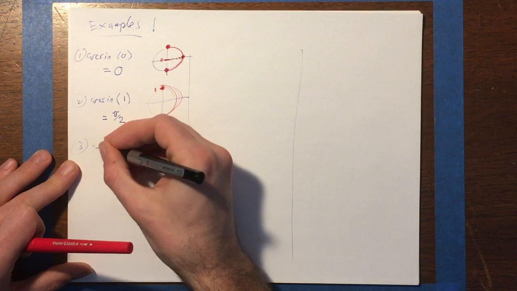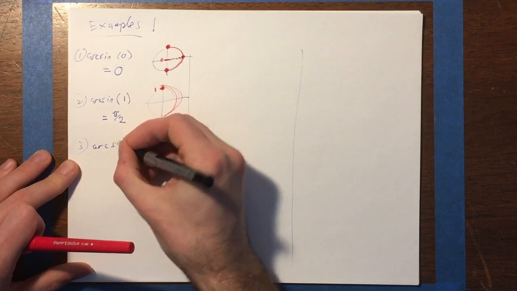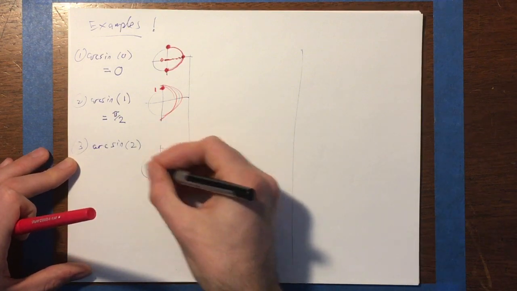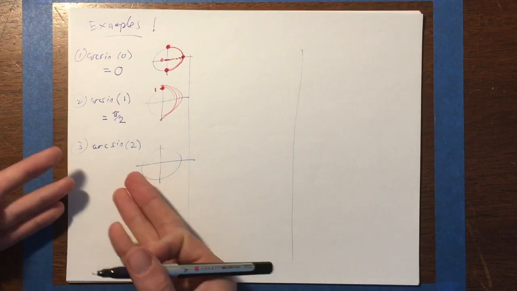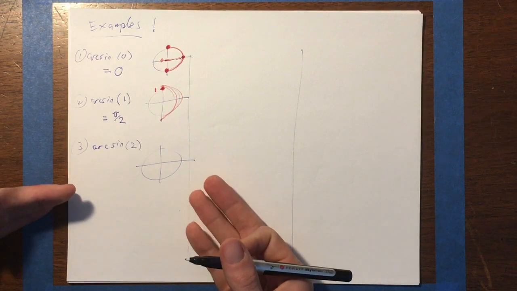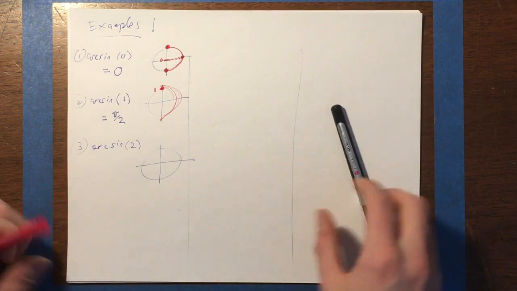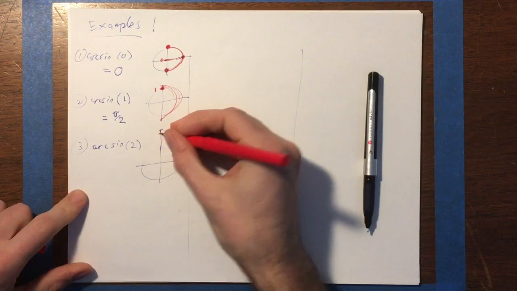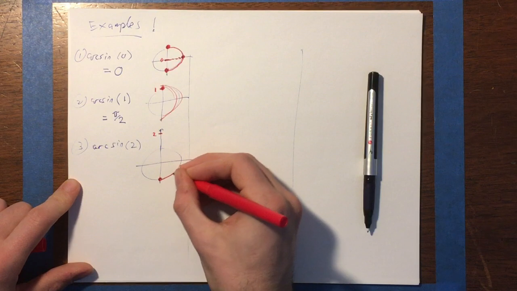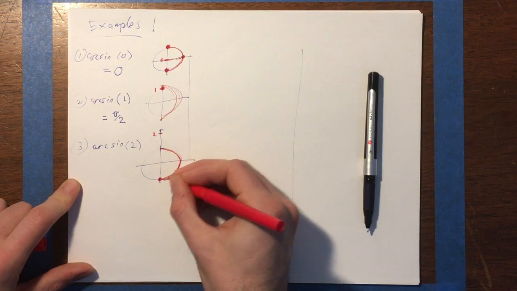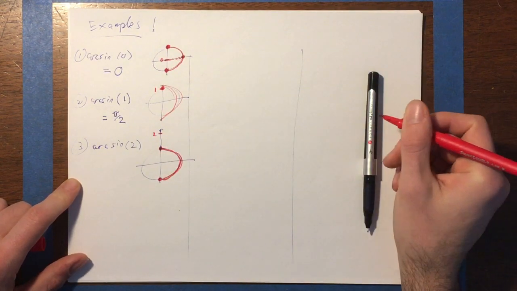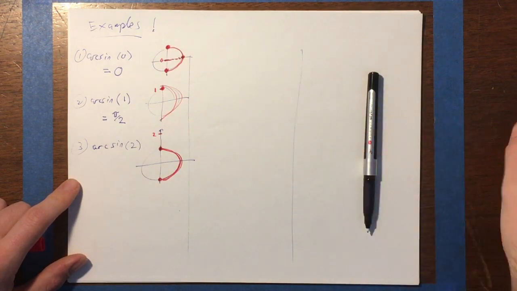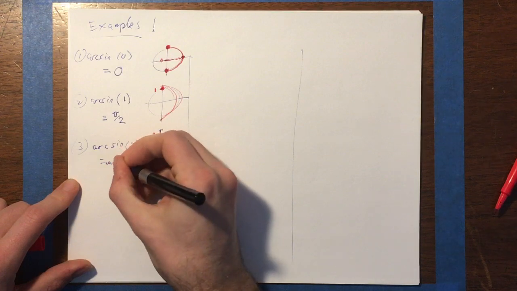What about arcsine of something like 2? Arcsine of 2. Well, here's your unit circle. Remember, we'd have to have sine give us an output of 2. So you would find 2 on the y-axis, up here. And the question is, what angle in this domain here is going to give us a sine value of 2? And the answer is none. There is none. This is undefined.